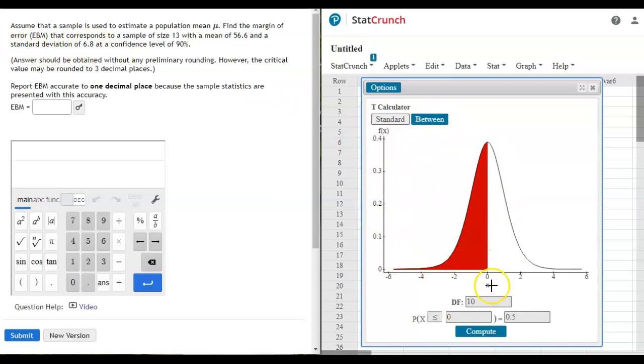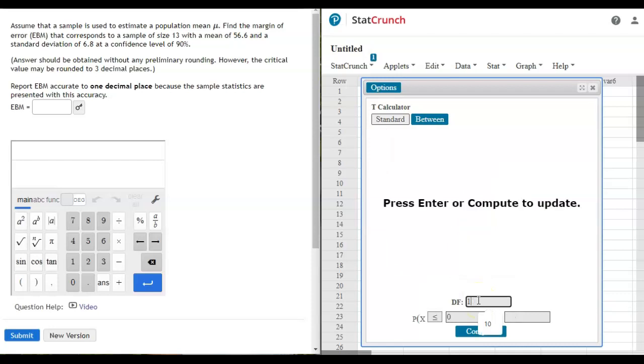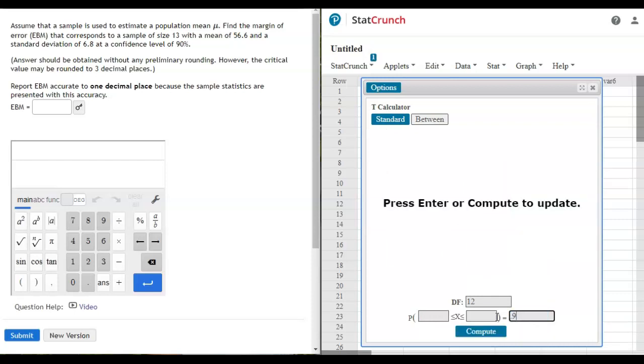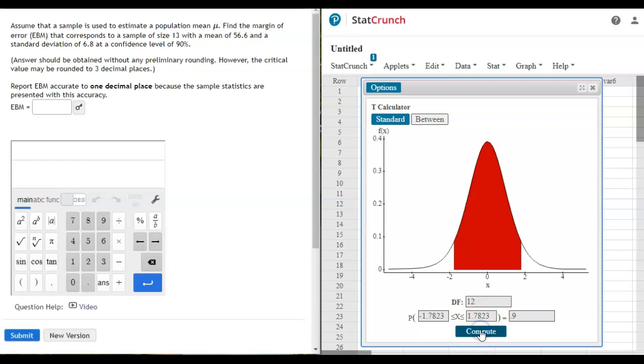When you pull up the t calculator, it asks for df, which is your degrees of freedom. That is just your sample size minus 1. Because they gave me 13, my df will be 12. I'm going to change this to between, and then just like before, you put your confidence level as a decimal in the last box. So I'm going to have 0.9 for 90%, and compute.